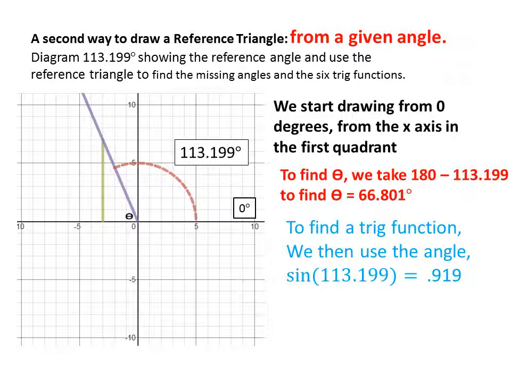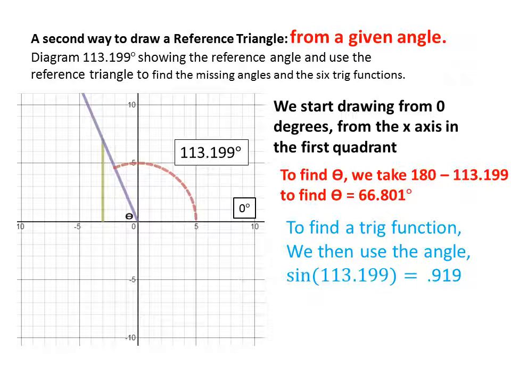To find a trig function, we would use either the larger angle, 113, or the smaller angle, 66.801, and I would almost get the same answers. The difference is if I use the larger angle, I actually get those positives and negatives that we were talking about correctly from my calculator. So I choose to use the larger 113 degree angle that creates the terminal side of my reference triangle, but you can also use the 66.8. I'll show you that in a minute.